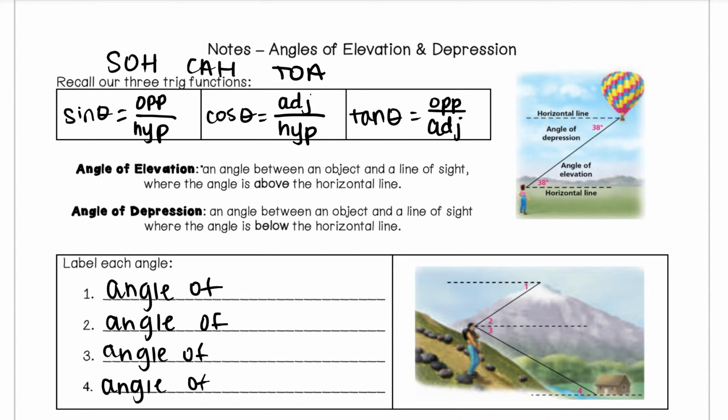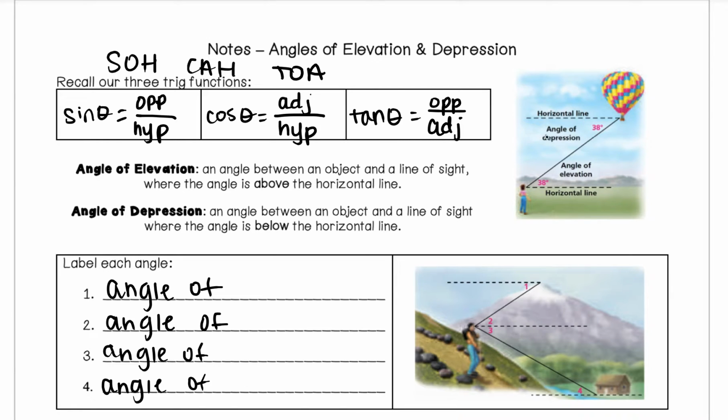An angle of elevation will be the angle between an object and a line of sight where the angle is above the horizontal line. If you look at this picture, we can see there's an observer, a person down on the ground here, and from their sight line, which is the horizontal line, if they were to look straight ahead, that's their horizontal line. If they look up at the balloon, we would say that they are looking up at an angle of elevation of 38 degrees. That's what that would say.